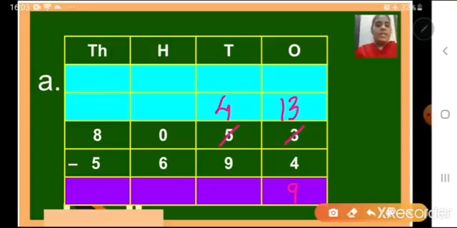Now let us move towards tens place. In tens place we have 4 minus 9. Can we subtract 4 minus 9? No, 4 is a smaller number. We cannot subtract. So we have to go to hundreds place. Oh my God, in hundreds place we have 0. Hundreds doesn't have anything. So how are we going to borrow?